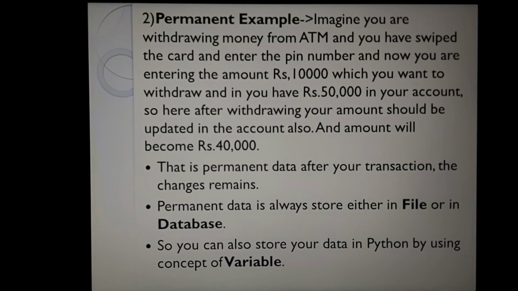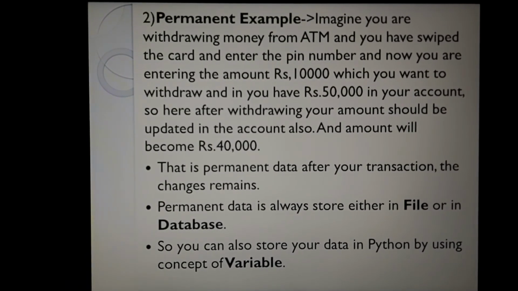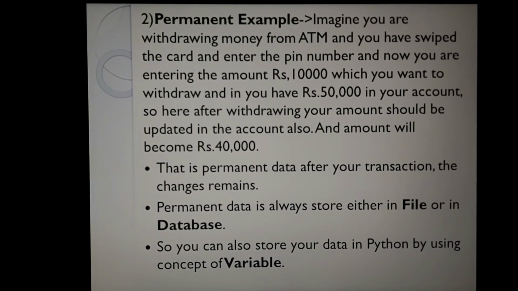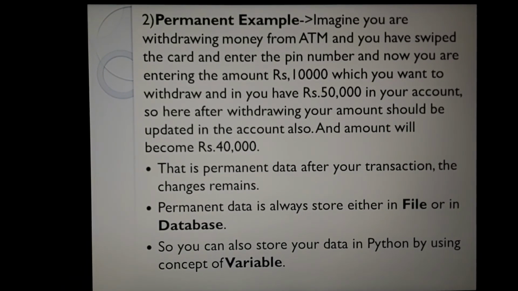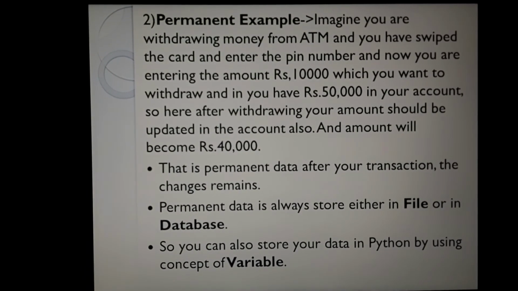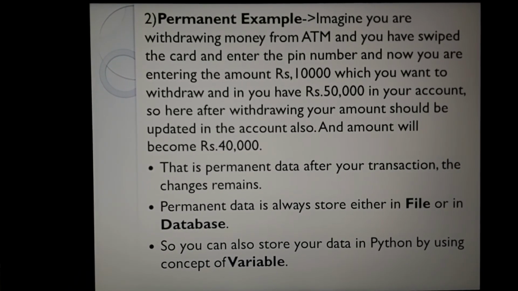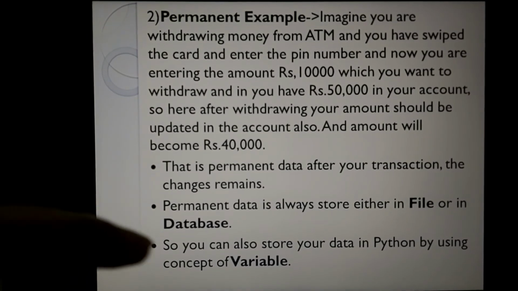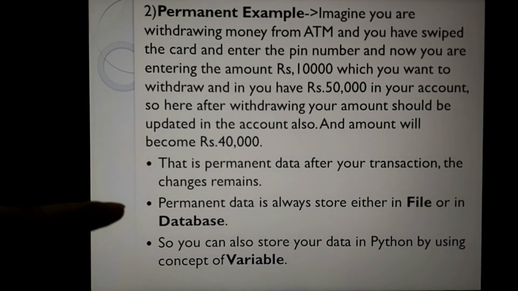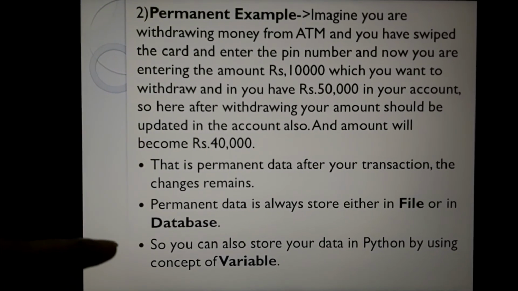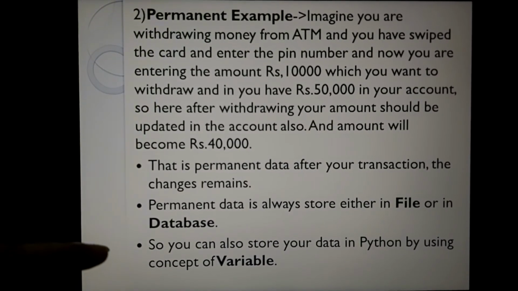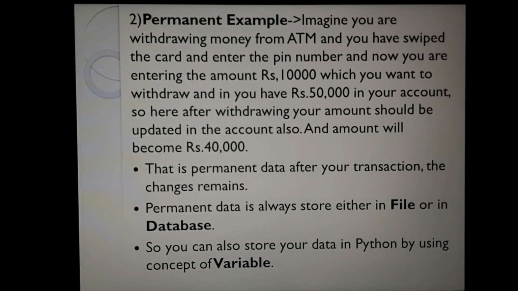After your transaction, the changes remain always. Whenever you go, after this transaction, wherever you go and check, the amount would be 40,000 available in your account. Permanent data is always stored either in a file or in the database. So you can also store your data in Python by using the concept of a variable.